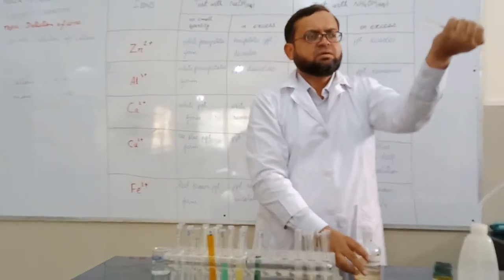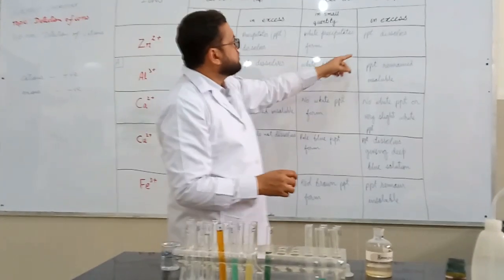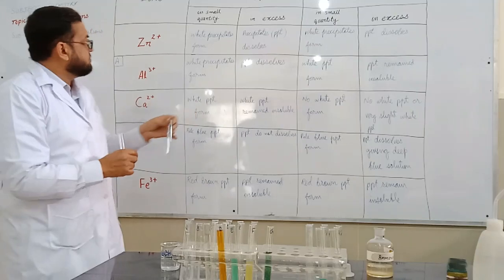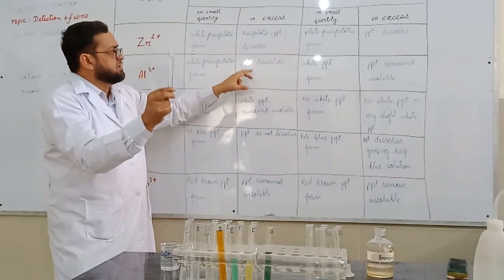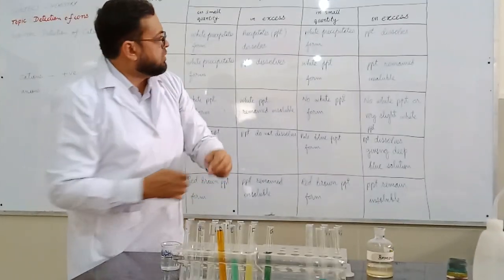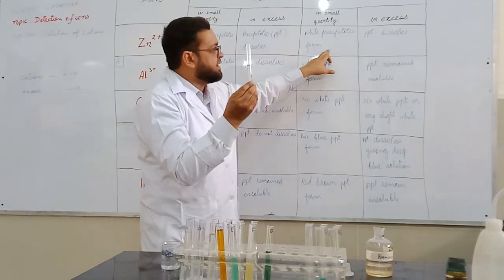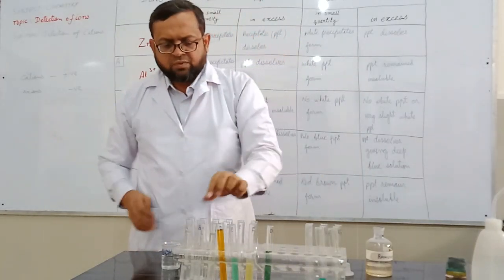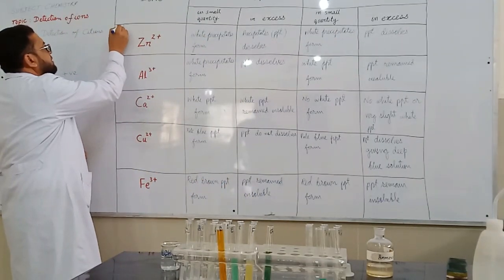Yes, you can see it is soluble in ammonium hydroxide. So which one is soluble? If it dissolves, then it would be zinc. So now you can see, first we tested sodium hydroxide: a small quantity gives a precipitate, and in excess these are soluble. Now, in a small quantity of ammonium hydroxide, it is a white precipitate, and in excess these precipitates are dissolved. So it means solution B contains zinc.